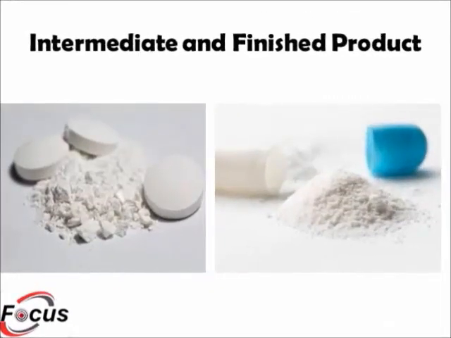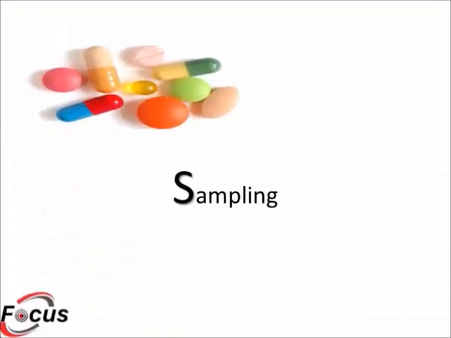The second main category is intermediate and finished product. Finished product is the medicinal product that has completed all stages of production. After sampling the product from the production area, analysis is done by quality control by physical, chemical and instrumental analysis.